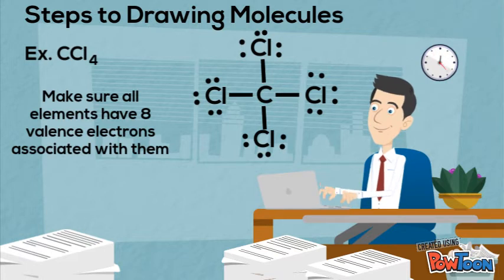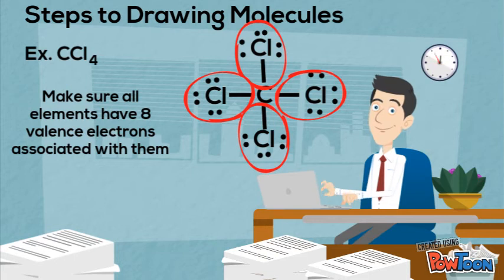We're going to make sure that the elements have 8 valence electrons associated with them, circling them. So each chlorine has the 6 unpaired electrons and the 1 single bond for a total of 8. And the carbon has 4 single bonds. Each single bond is 2 electrons, so that also has 8 valence electrons.